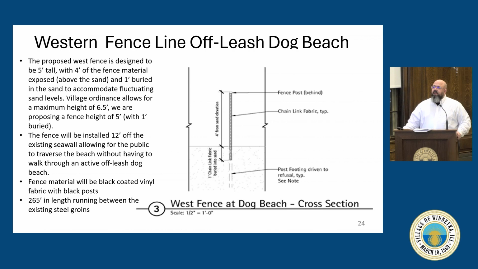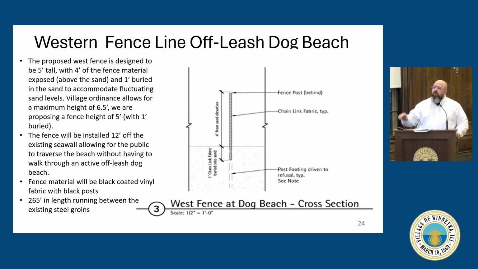The western fence line of the dog beach is proposed at a 5-foot fence height. That is 5 foot total, with 1 foot proposed being buried in the sand. And that is to allow for fluctuating lake levels, or in this case, sand levels. So this way, if the contours were to change and drop, we would not have an exposed area where a dog can easily dig its way under the fence or crawl its way under the fence for that exposure.